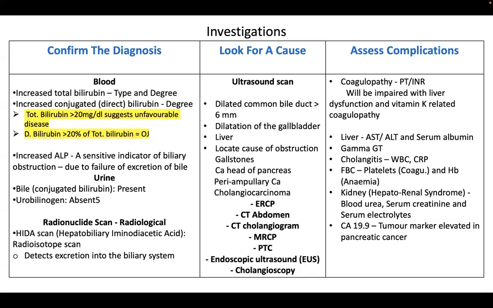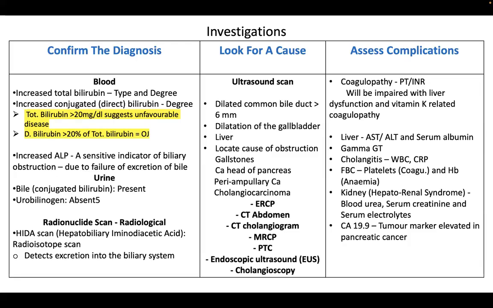And finally, to assess any complications. Okay. So here, to confirm your diagnosis, you can do blood investigations: your total bilirubin and your direct bilirubin values. Your total bilirubin and direct bilirubin will give you an idea of the type and the degree of jaundice. Now this point that is highlighted here is what is told by Dumindu sir and what he expects you to know even at the exam.